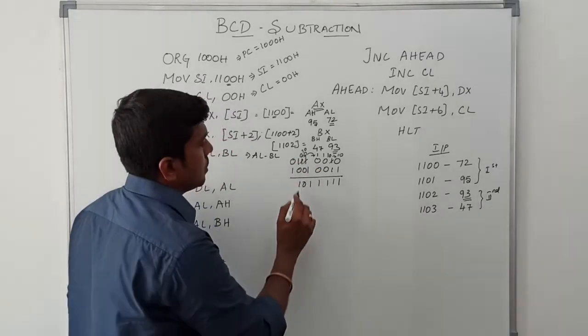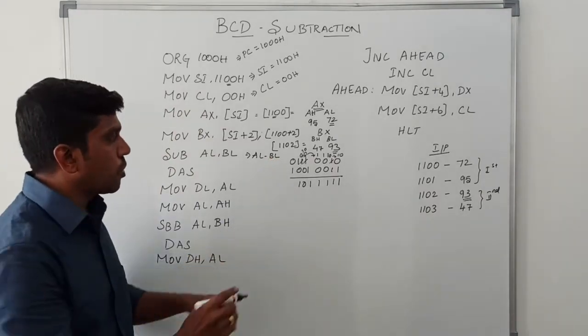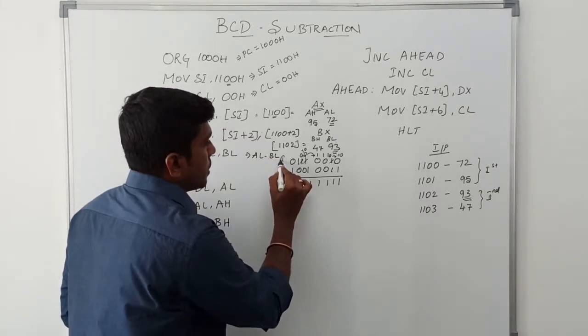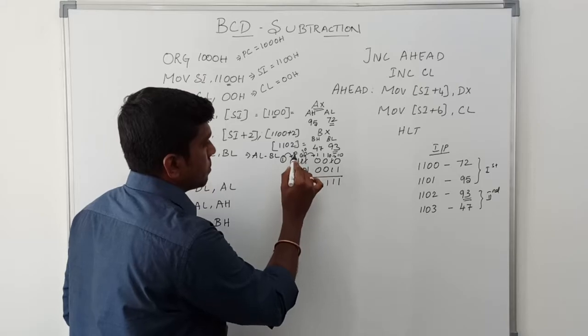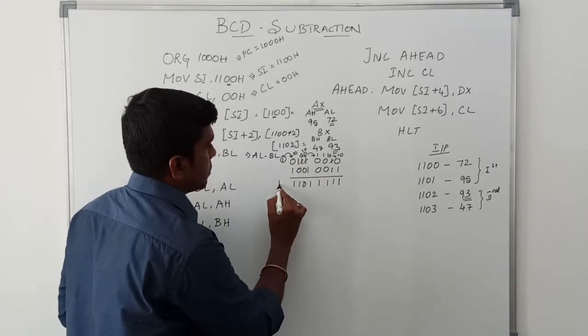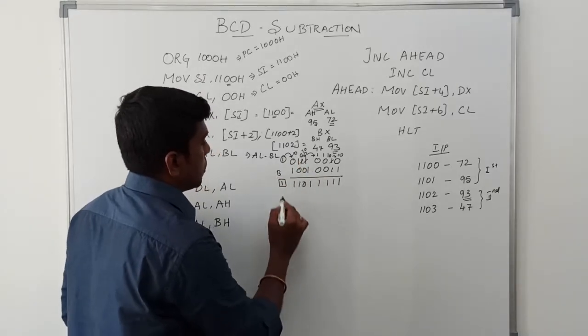So 0 minus 1, there is no possibility. You get the borrow from the nearest bit. So 10 minus 1 is 1. So borrow 1.